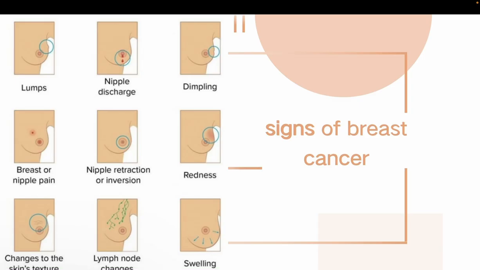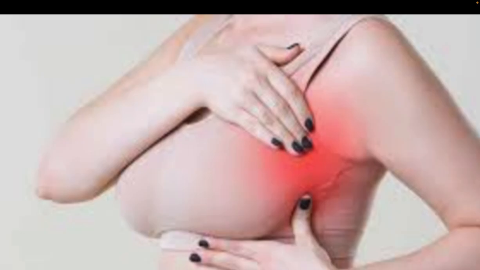Signs of breast cancer: skin changes such as swelling, redness, or other noticeable differences in one or both breasts, enlargement or change in shape of the breasts, changes in the appearance of one or both nipples, discharge from the nipple other than milk, pain in any part of the breast, lumps or nodules felt on or in the breasts.